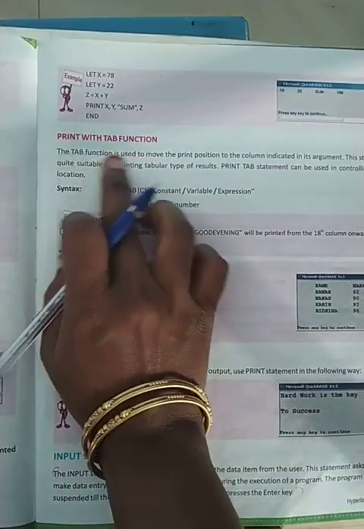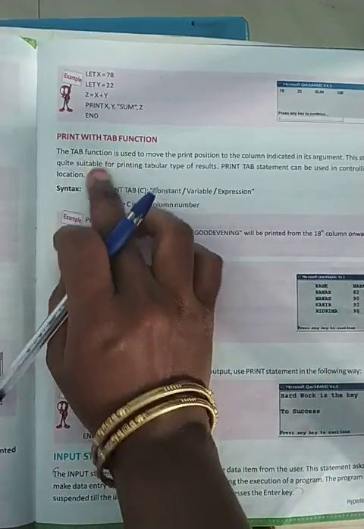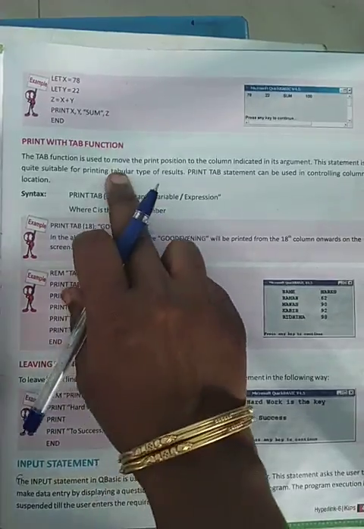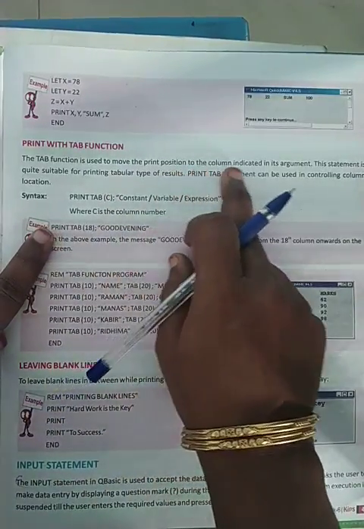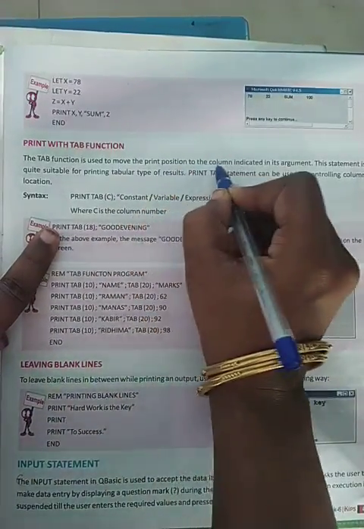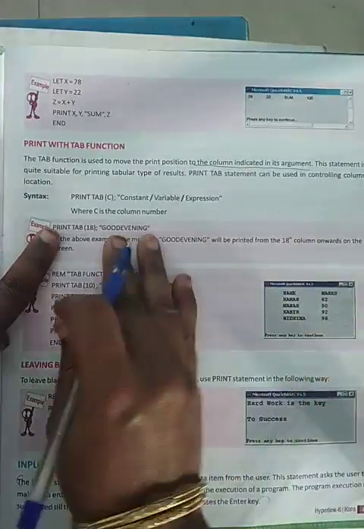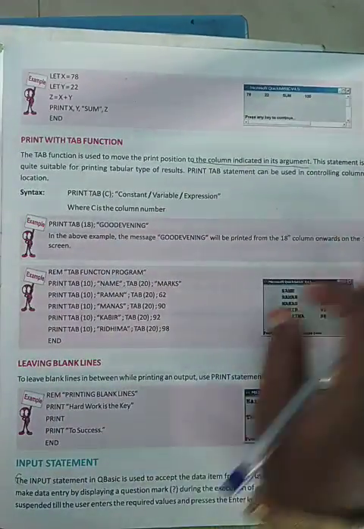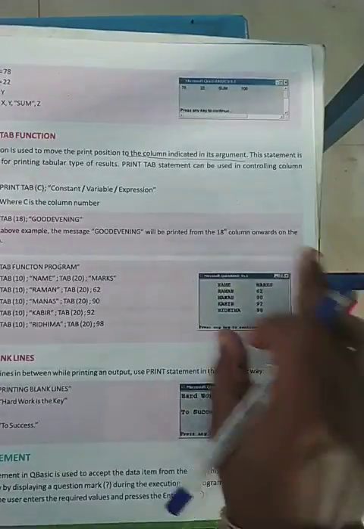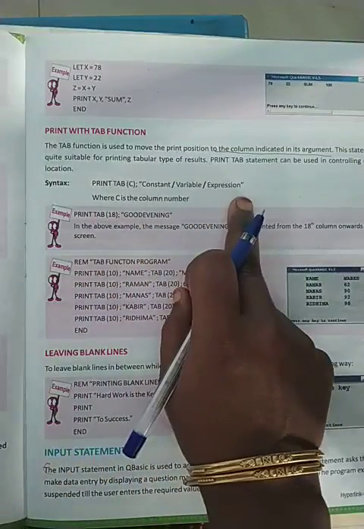Now print with the tab function. What will happen with tab? When I say tab, it is used to move the print position to the column indicated. It will go to the column indicated in the argument. Say I want it in the 5th column. I don't want it near. So I can specify that particular column in the argument.